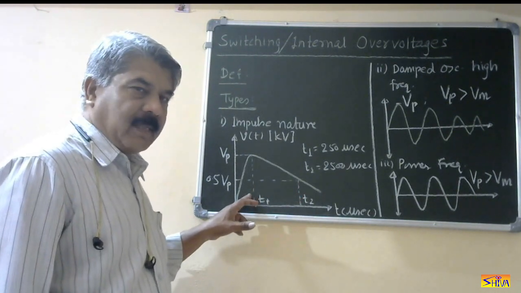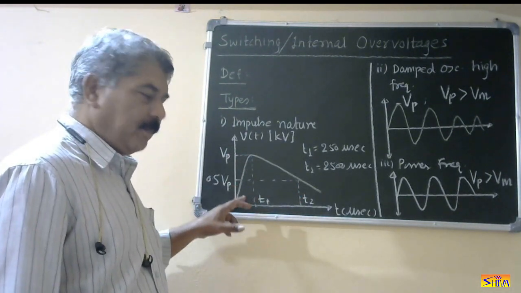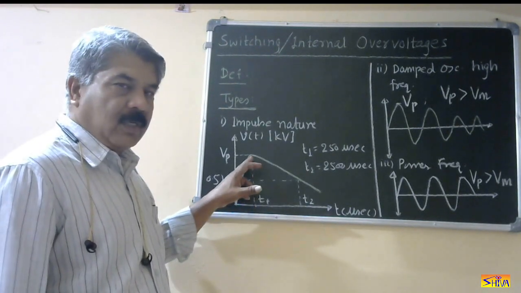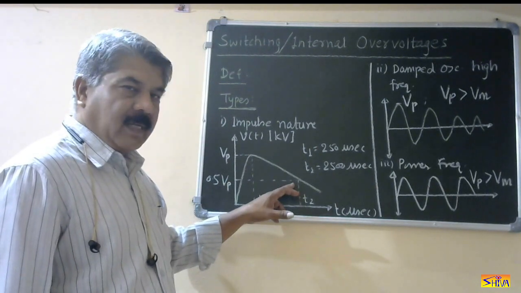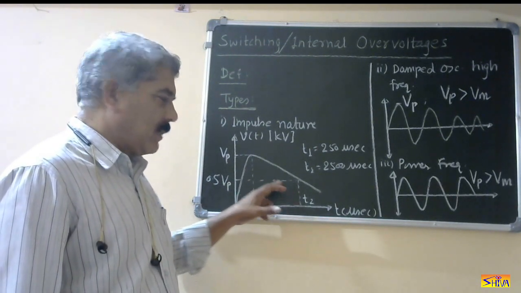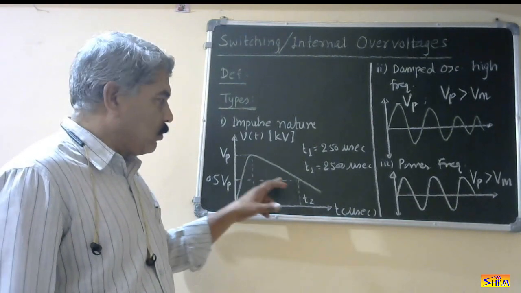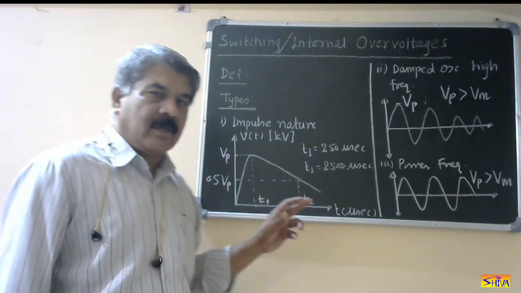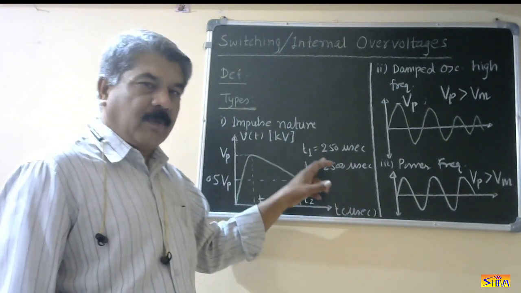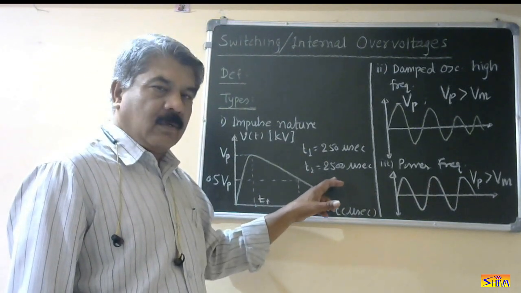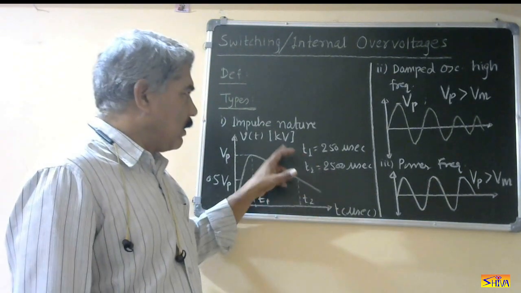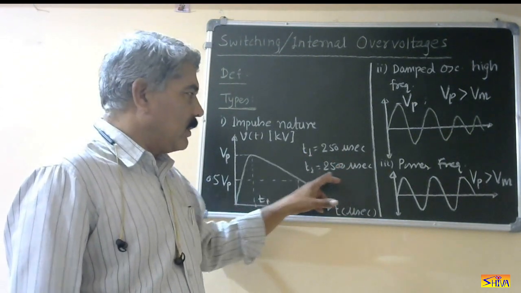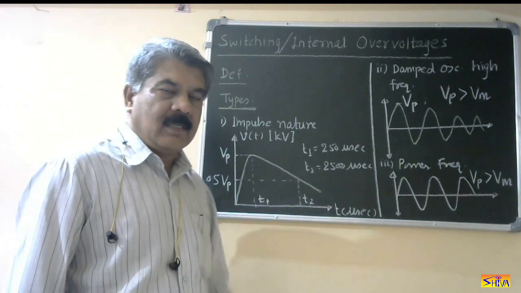It is characterized by three parameters: peak value Vp, T1 that is rise time or front time, that is time required to reach the peak value, and T2 that is tail time or decay time, that is time required to reduce to 50% of the peak value. As per Indian standard for lightning over voltage, T1 was 1.2 microsecond and T2 was 50 microseconds. But for switching over voltage, T1 is 250 microseconds and T2 is 2500 microseconds. So duration is larger.